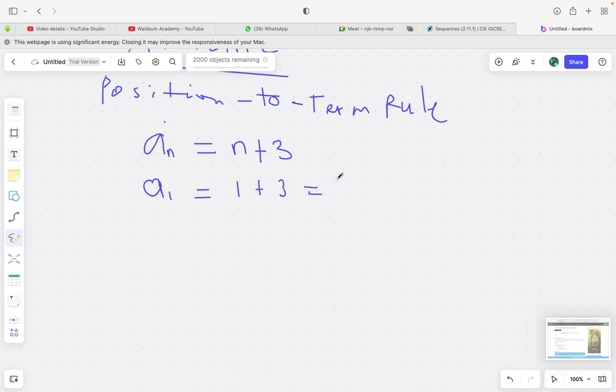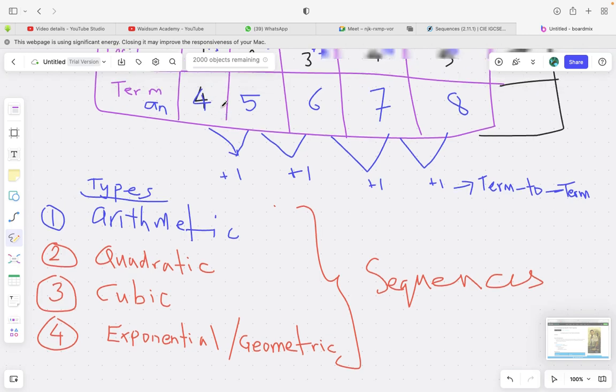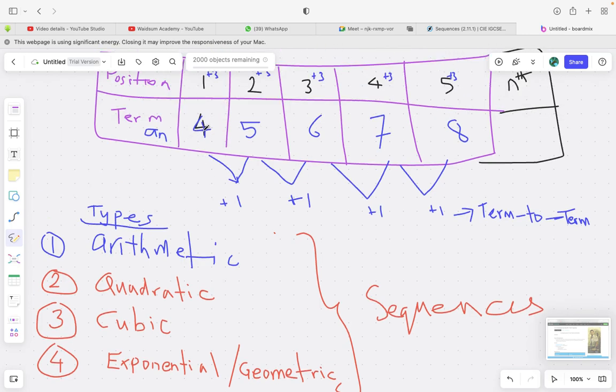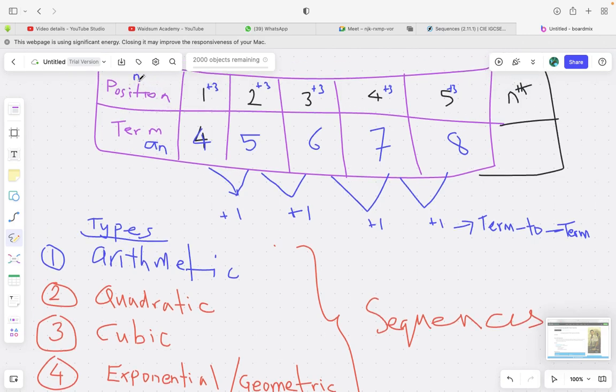Plus 3, that will give us 4. And 4 is the first term, right? If you look at this table, 4 is the first term. So an is equal to n, which represents position, n plus 3. So if you are looking at the first position, you say 1 plus 3.